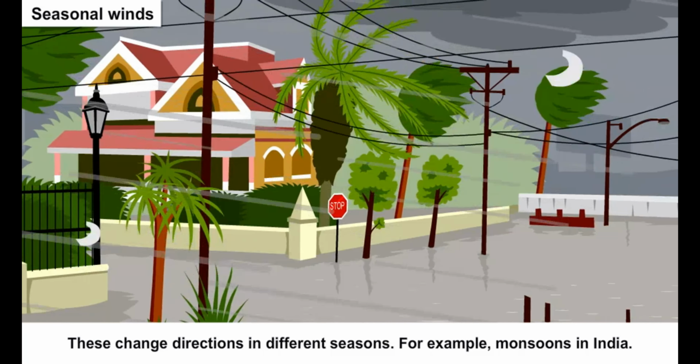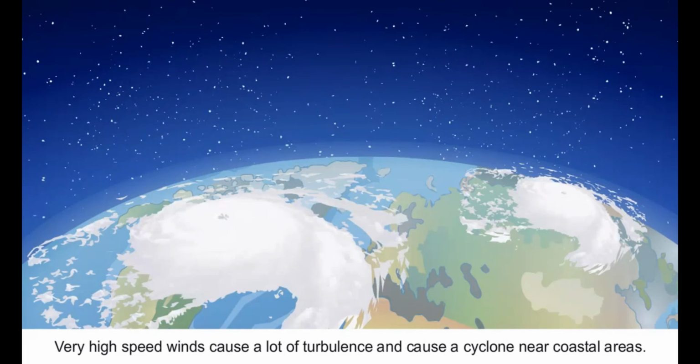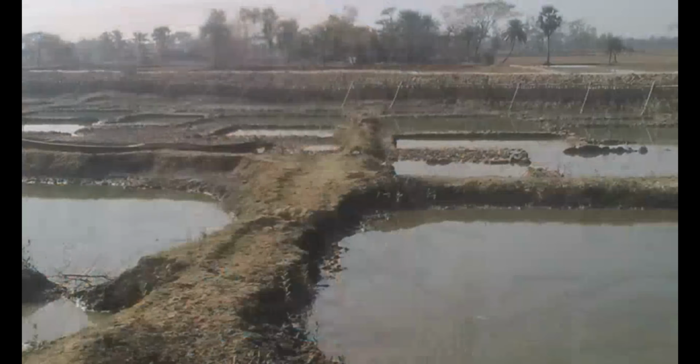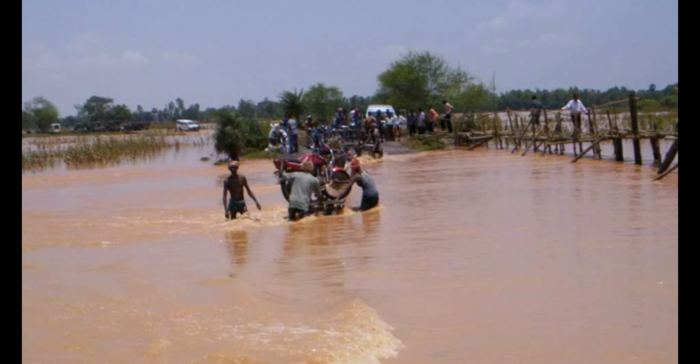Very high-speed winds cause a lot of turbulence and cause a cyclone near coastal areas. One cyclone in October 1999 in Orissa caused huge havoc and damage, resulting in tidal waves, flooding and causing salinization. As a result, several humans, animals and crops died.